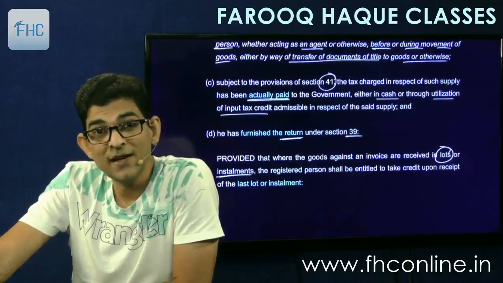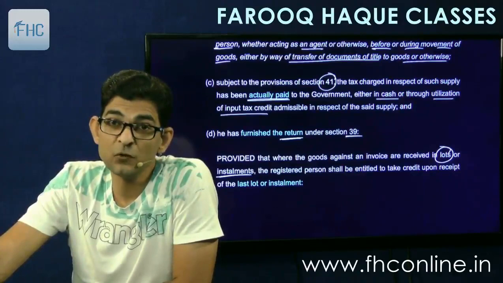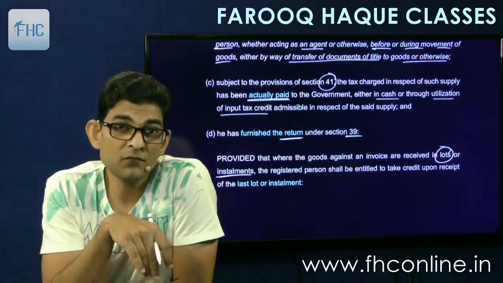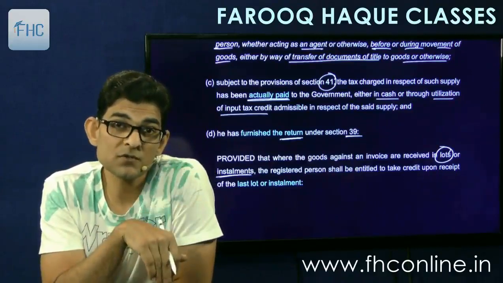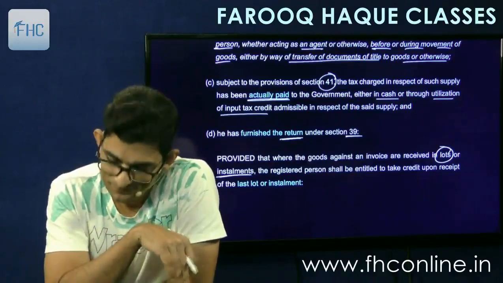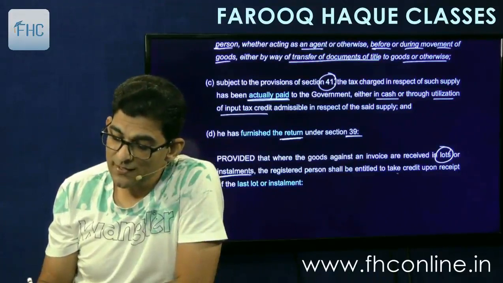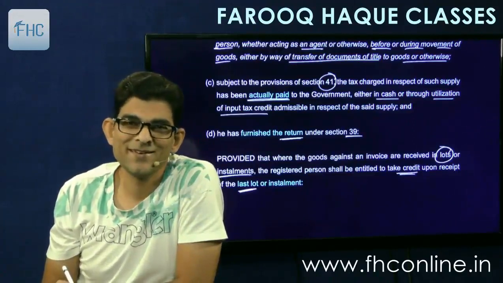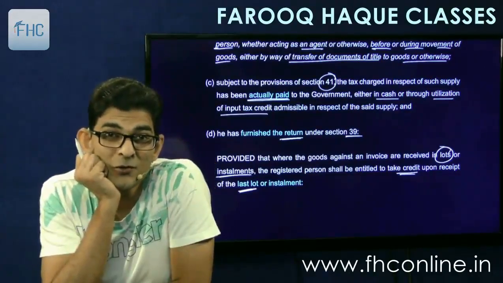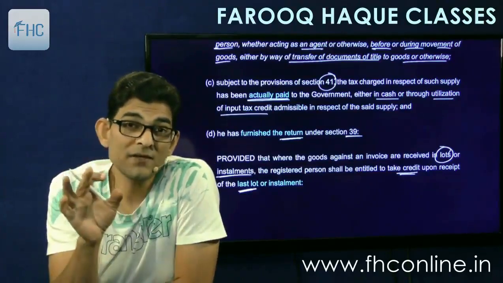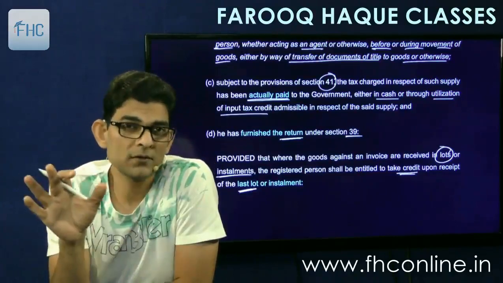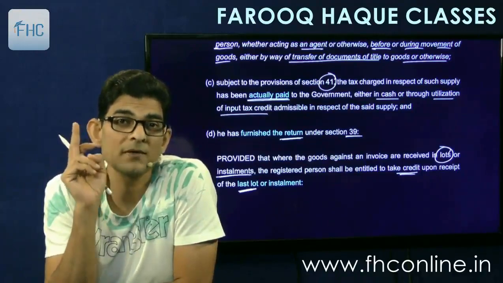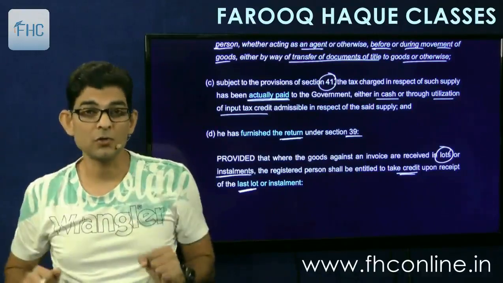So when should I take the credit? When the first installment is received, will I get full credit, or will I get credit in proportion to the goods which are coming, or will I get full credit only when the last installment comes? Let's see what the government has said. The registered person shall be entitled to take credit upon receipt of the last lot or installment. Means you cannot take credit when the first lot or installment is received. You cannot even take credit in part. No proportion. Full credit will be allowed on receipt of the last lot or installment. Understand? Only on the last lot or installment.